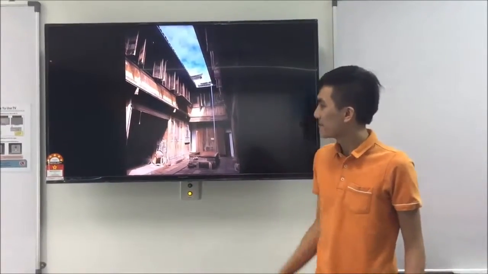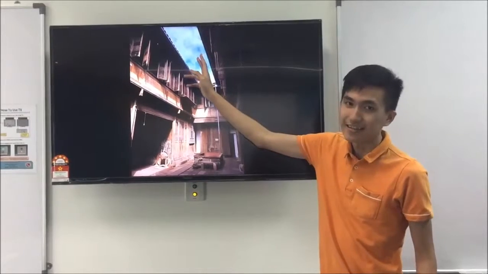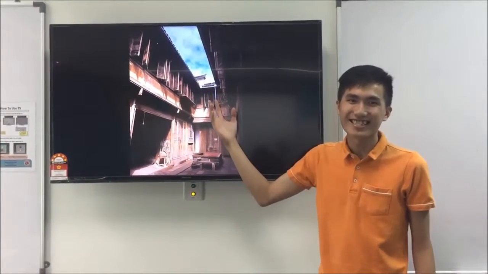Okay, so as you can see, there is an empty space here. Then you can see the sky, and this empty space looks like a well. So we name it a skywell.